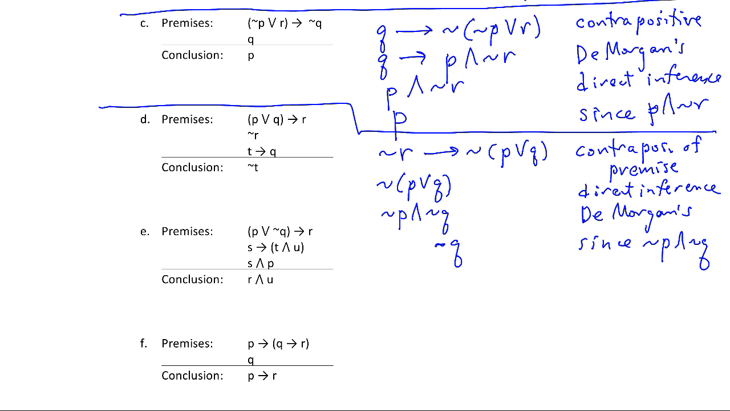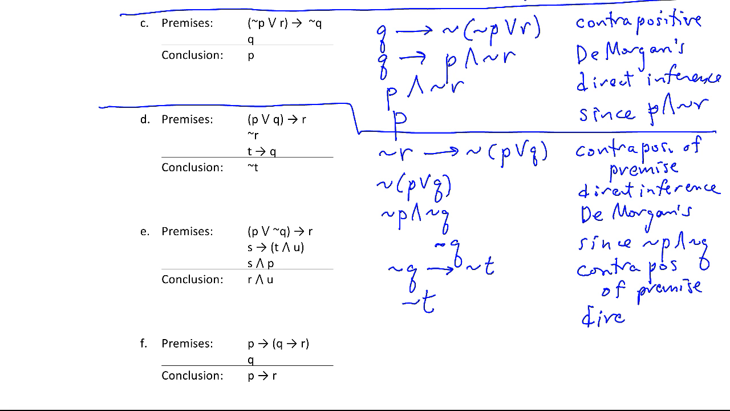contrapositive of if T, then Q. And I'm going to say if not Q, then not T. Contrapositive of a premise. And finally I can conclude, because I have both not Q and I have not Q implies not T, I can conclude not T due to direct inference. Okay, so that one involved multiple steps, but hopefully you can see where they all came from and where they all went.